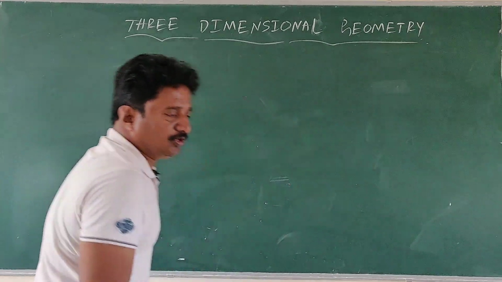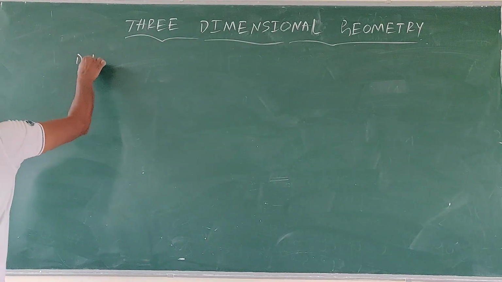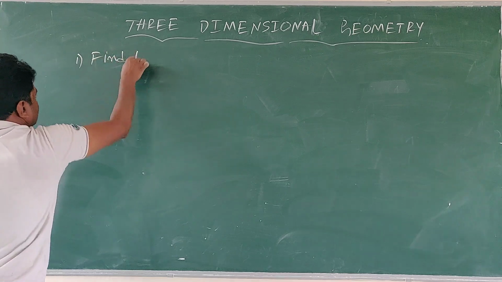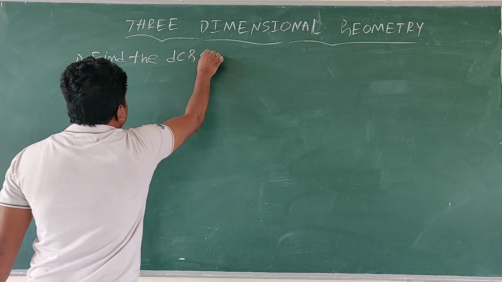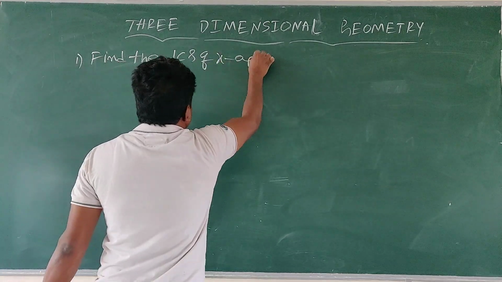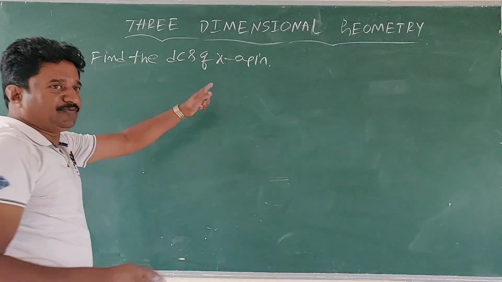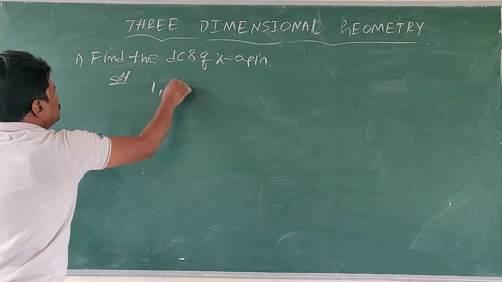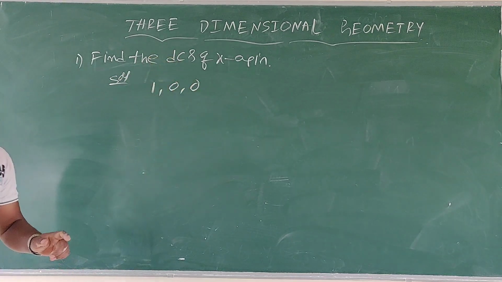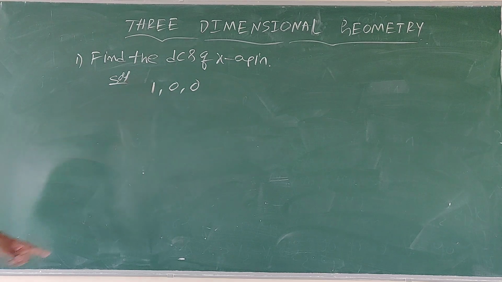One more question. Find the DCs of x-axis. Solution. Answer is 1 0 0. So tell me, DCs of x-axis: 1 0 0.